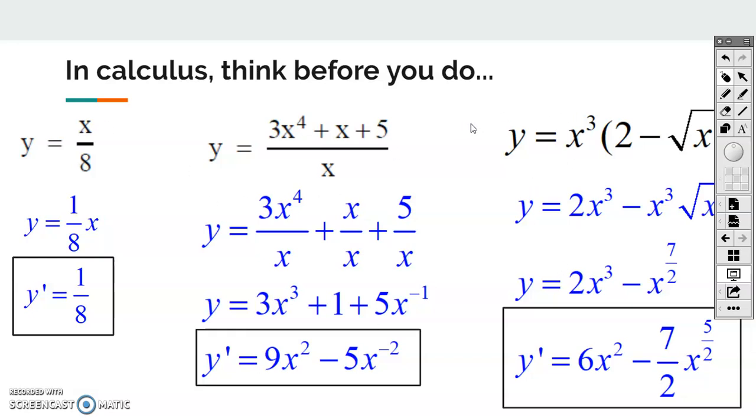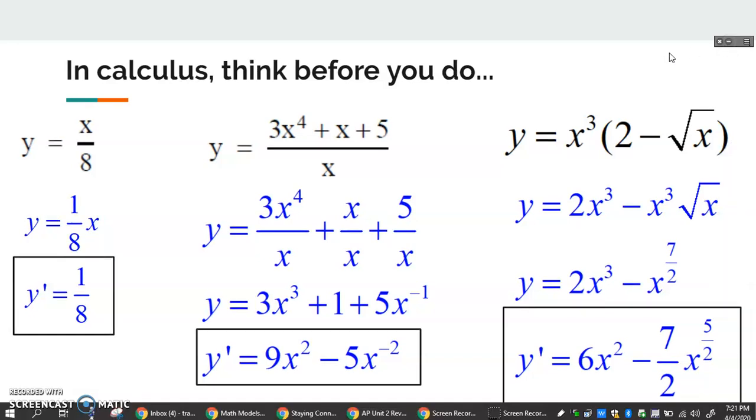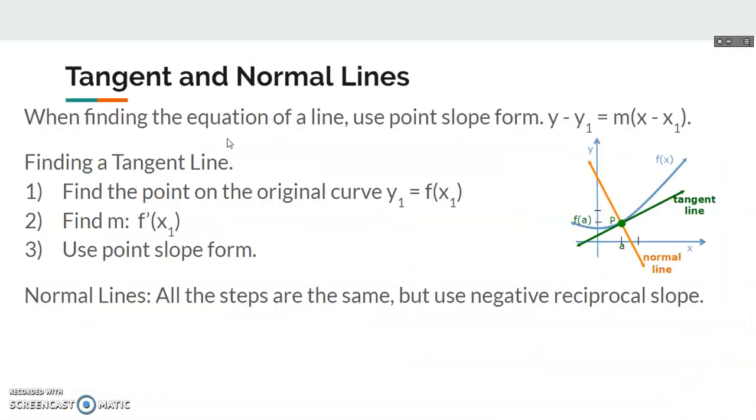Couple of quick reminders that'll help you as you work through this. A tangent line or a normal line is not the derivative. The derivative will help you find the slope of the tangent line. So if you're asked to find the equation of a tangent line, use point-slope form, get the point, x1 and y1 from the original function, and get the slope from the derivative. And then just plug them into point-slope form and leave it like that.